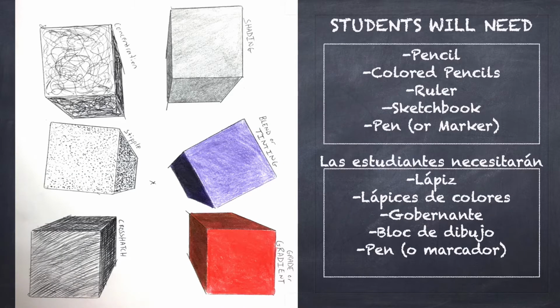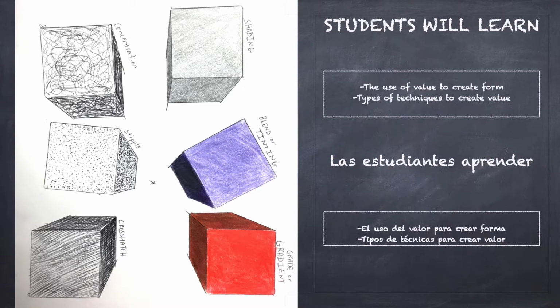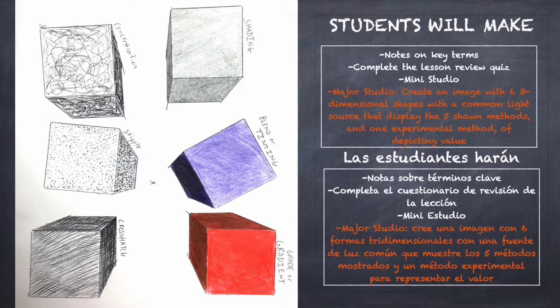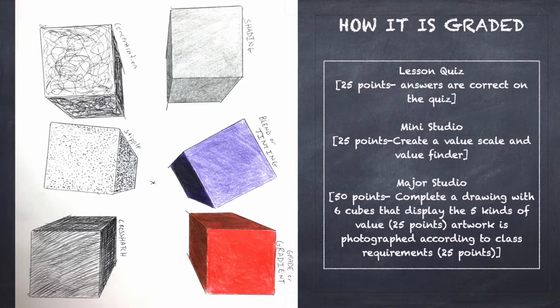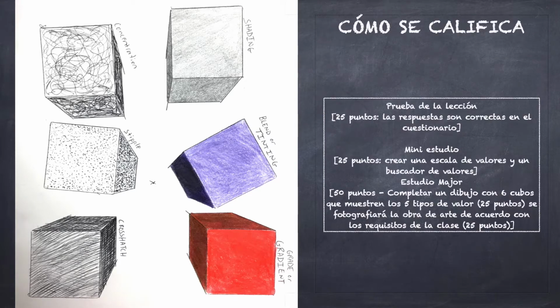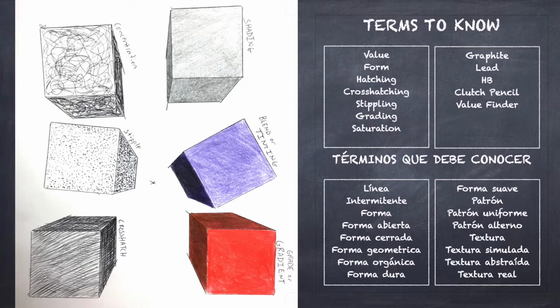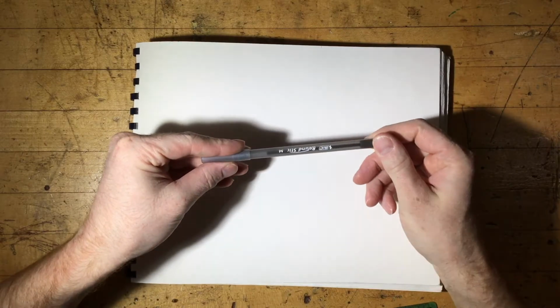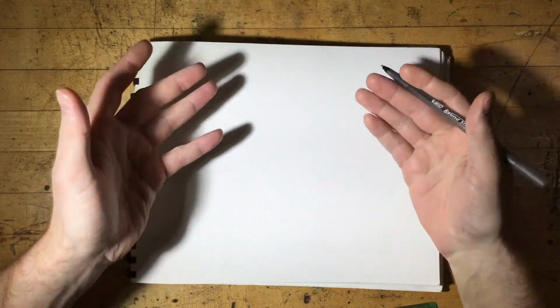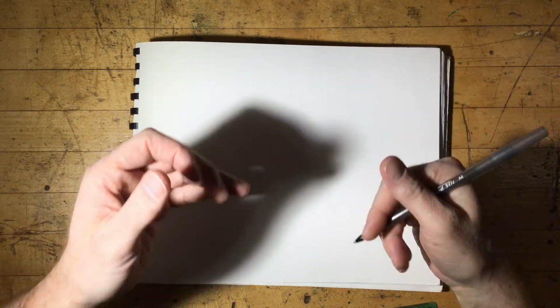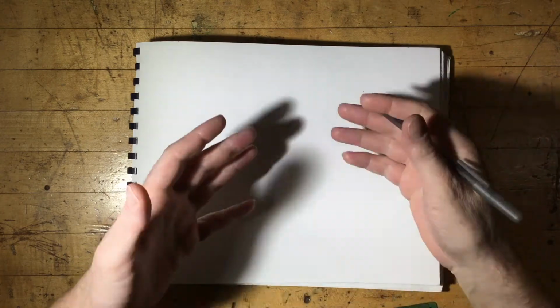Welcome back, my artists. Today we're going to do a studio where we're going to be trying out the different kinds of methods used to create value in an image. So first we need something to shade in. I'm going to use a pen today. You can use a pencil. In fact, I would recommend that you use either that light blue colored pencil or your graphite pencil for what we are doing today.